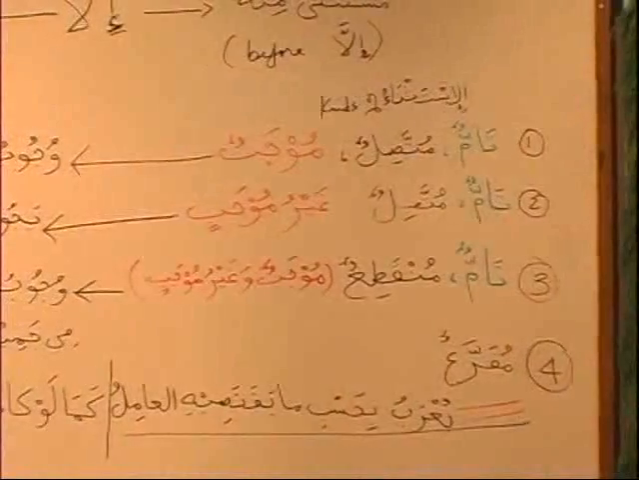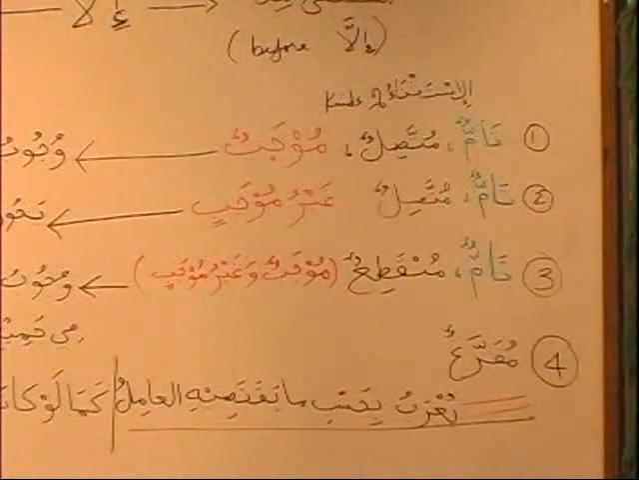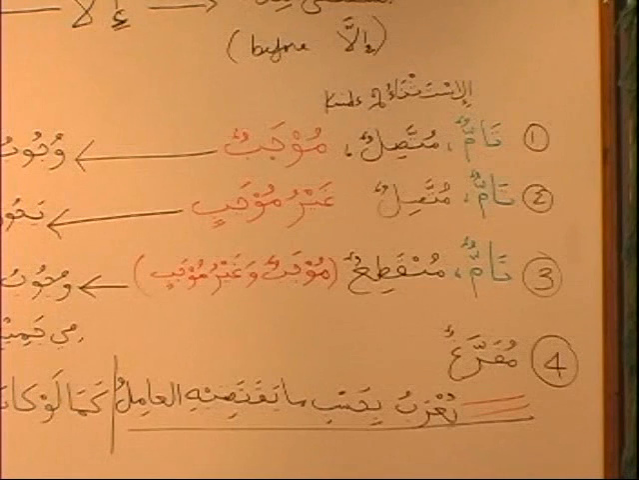Number three. Tamm. What does it mean? It has mustathna minhu and mustathna in it. Munqati', they do not agree. They are of two different kinds. But then the sentence can be mujab or ghayr mujab. Doesn't matter. In all cases, the mustathna should be mansub. These are the rules we will remember. Okay, we have done three.